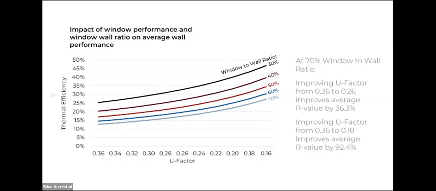So for a company like us, going from a double pane window to a triple pane window represents somewhere around a 10% price increase to the cost of the window. So looking at a price increase resulting in 92% better performance, it's something to consider, right? There's an impact there.